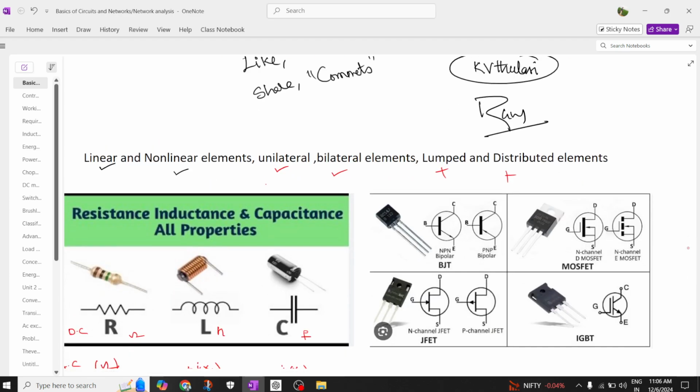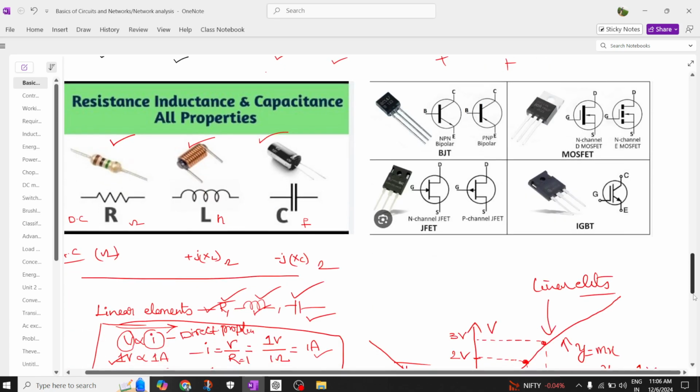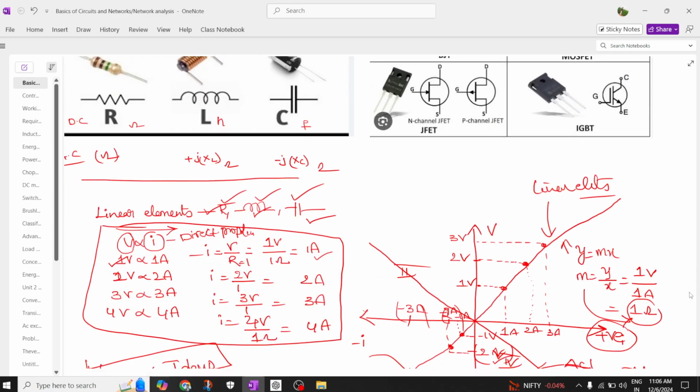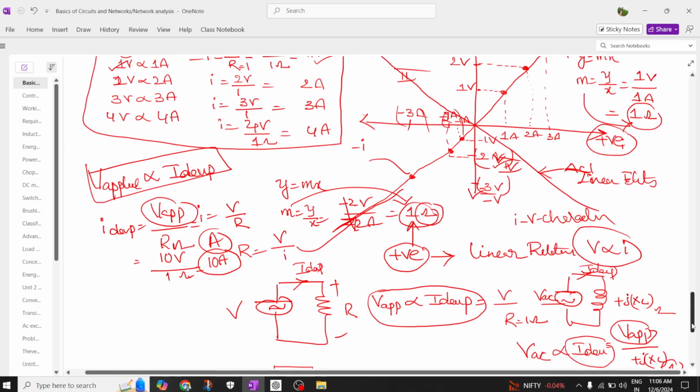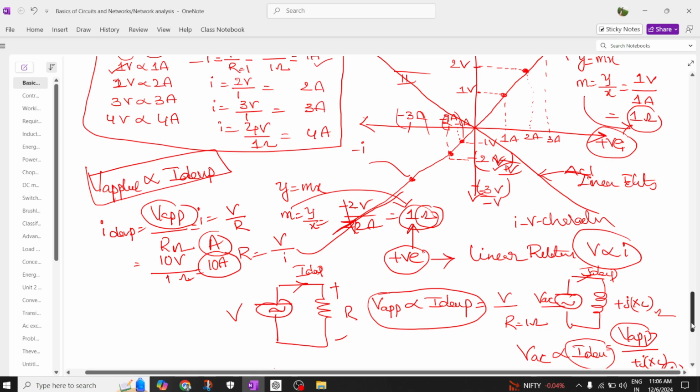You see here, this resistor is a linear element, this inductor is a linear element, this capacitor is a linear element. The relationship between the applied voltage and current is linear, or directly proportional. That's why these elements are called linear elements.